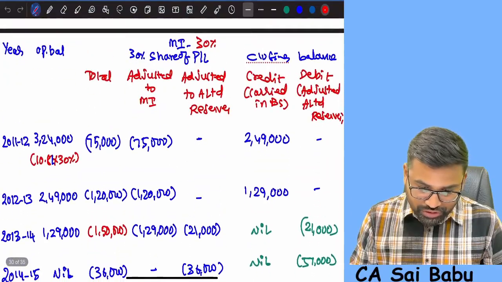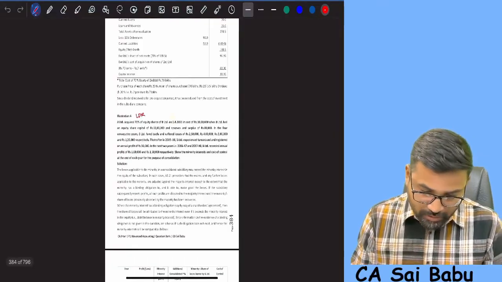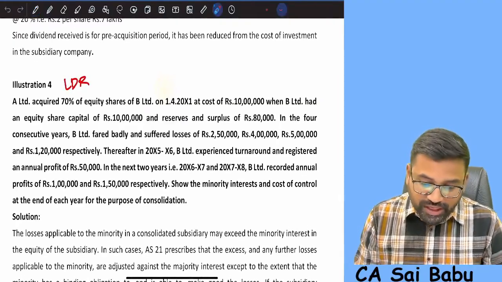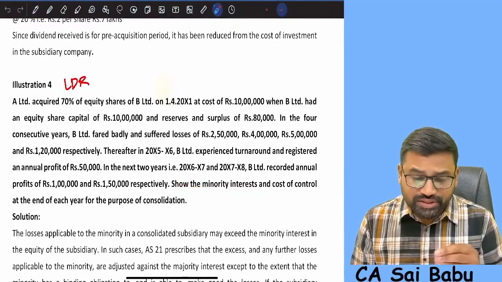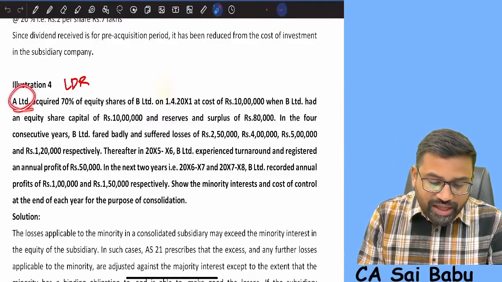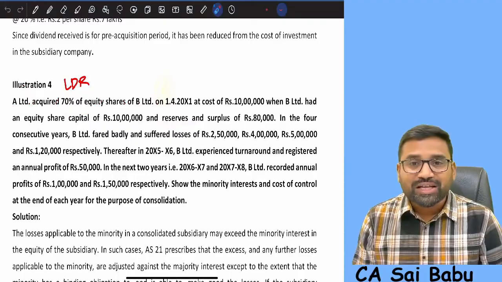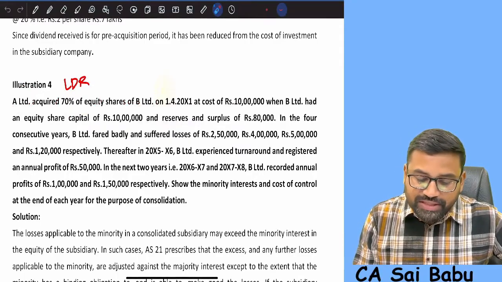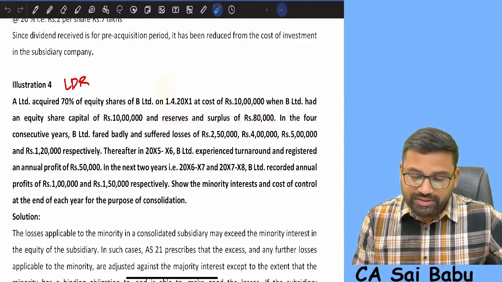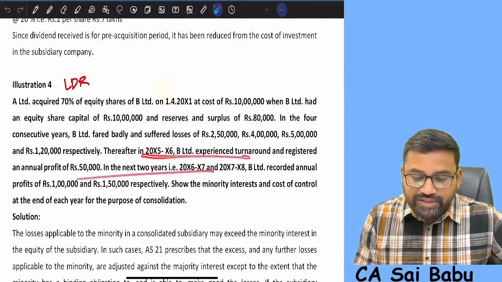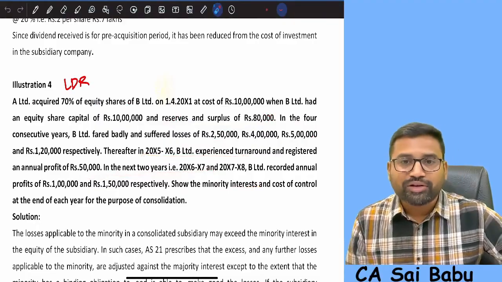Yes, illustration number 4. In this question, they are asking us to calculate minority interest. This is an examiner's favorite question. A Limited acquired 70% shares of B Limited, so that 30% is the minority interest. At the time of acquisition, the subsidiary company is having reserves and surplus. But for the next 4 years they suffered losses, and for the next 3 years they earned profits. Now in this case, how to calculate the minority interest?